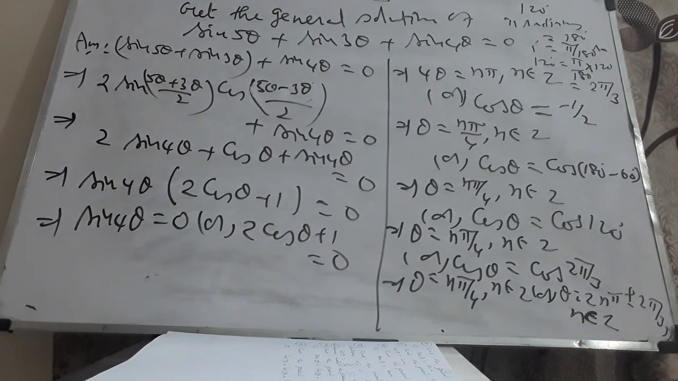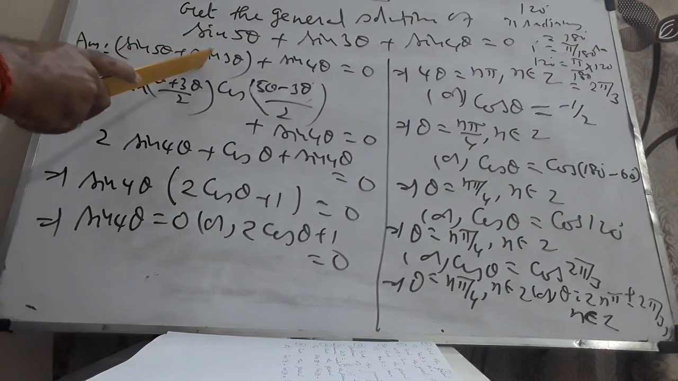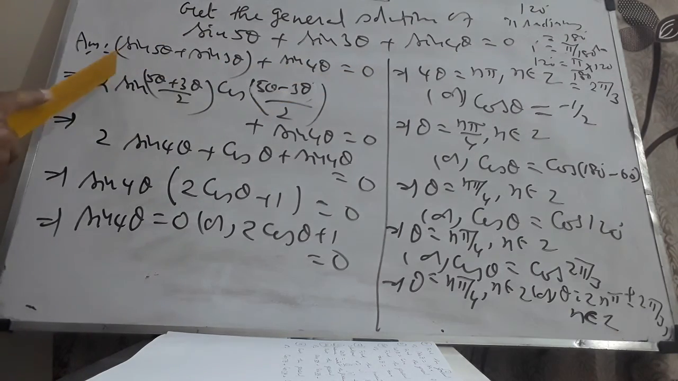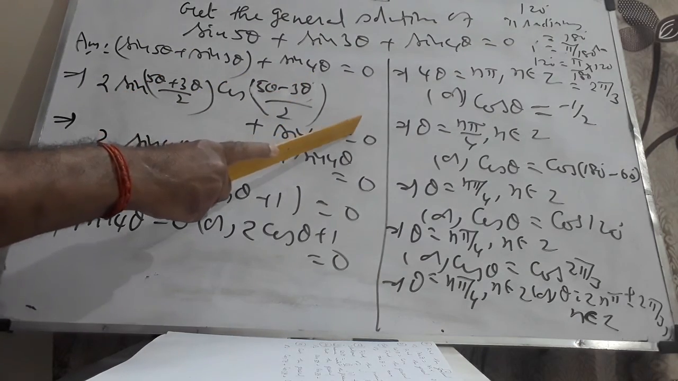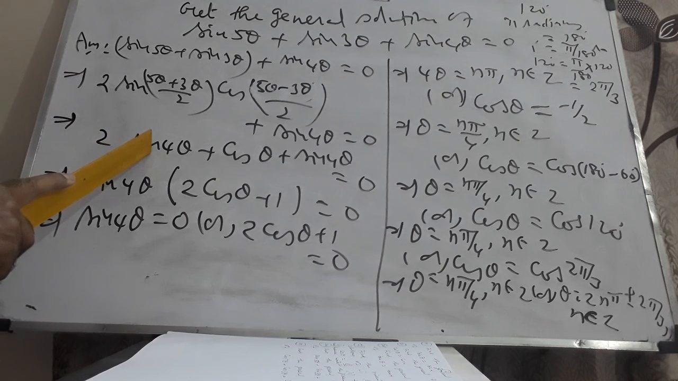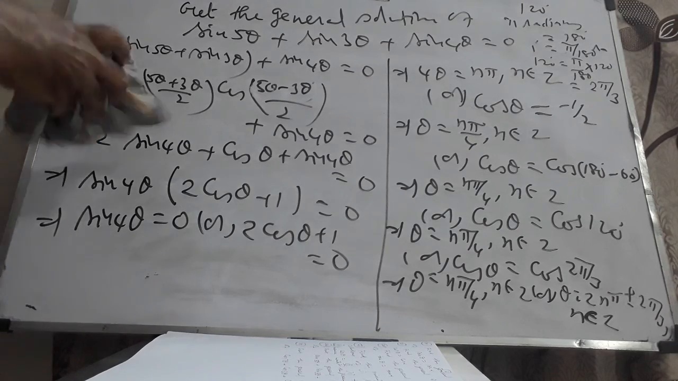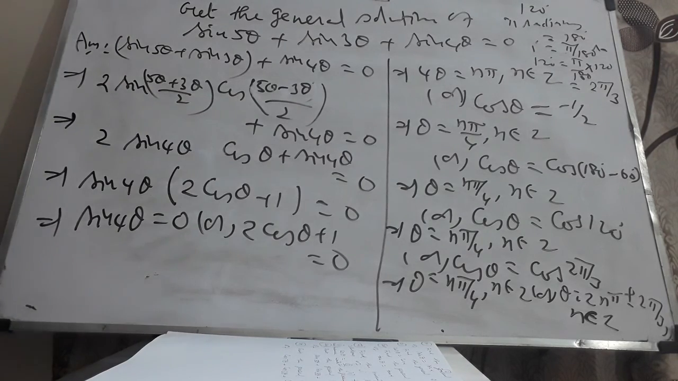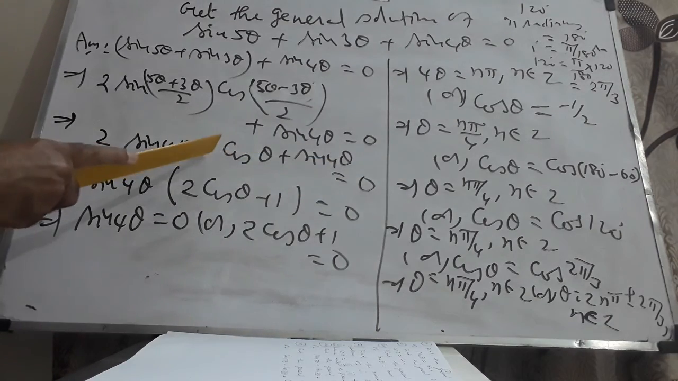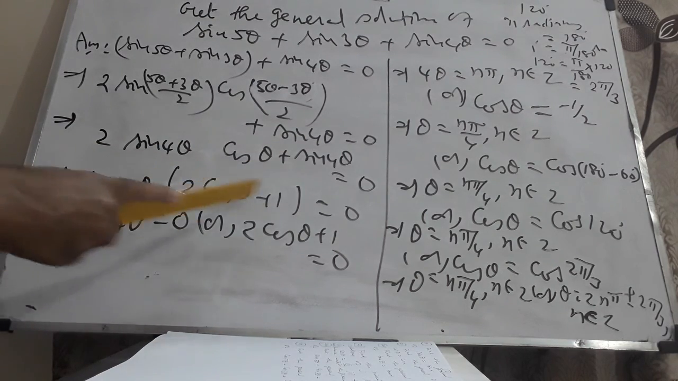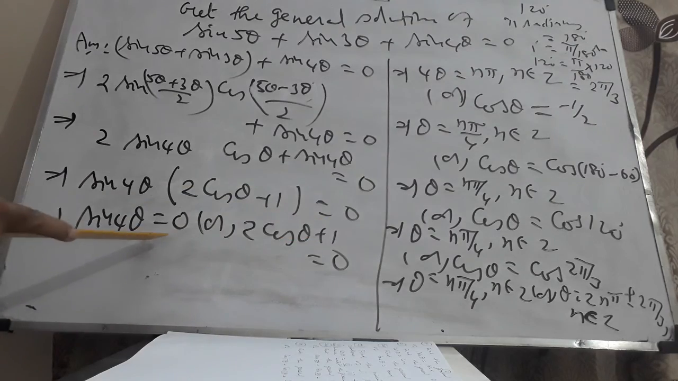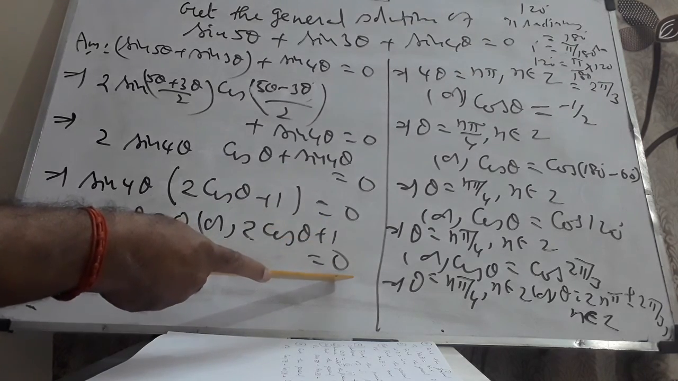I repeat the whole process. Sine 5 theta plus sine 3 theta plus sine 4 theta is 0. 2 sine (5 theta plus 3 theta)/2, cos (5 theta minus 3 theta)/2 plus sine 4 theta is 0. 2 sine 4 theta, sorry, here it is not a plus, it is simply product, sorry, there is a small correction. I correct it here, still sorry. 2 sine 4 theta into cos theta plus sine 4 theta is 0. I wrote it as plus here, sorry. Take sine 4 theta as common. 2 cos theta plus 1 is 0. Either sine 4 theta is 0 or 2 cos theta plus 1 is 0.